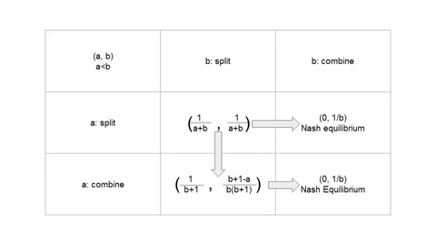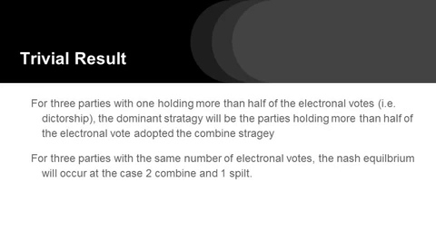So we are going to a more complex case, which is the 3 state case. In the 3 state case, we first recognize some trivial results. If one of the 3 parties holds more than half of the electoral votes, which is a dictatorship, the dominant strategy for the party is to have an election among themselves, so that all of the members can vote for the same person and maximize their voting power, whatever the others vote.